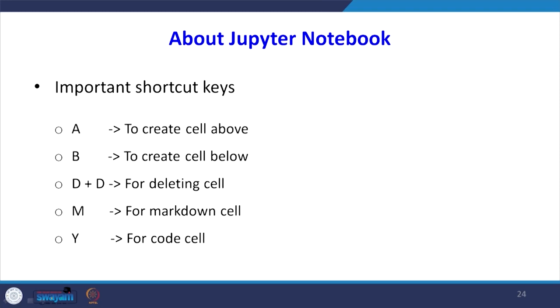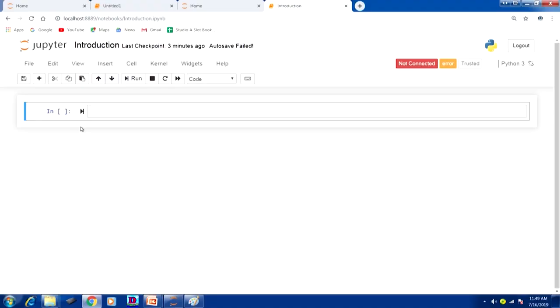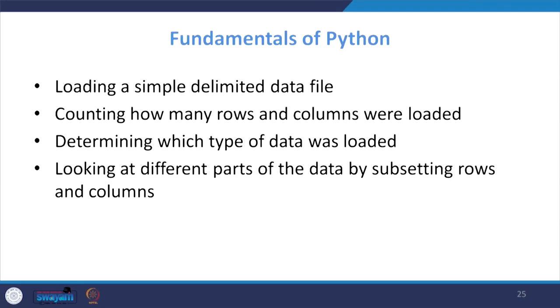Now, some important Jupyter notebook shortcut keys. When you press A, that is used to create a cell above. When you press B, that creates a cell below. When you press DD, that deletes the cell. When you press M, the cell is made a markdown cell. When you press Y, that is for a coding cell. For example, when I enter B, we will go to the next one, fundamentals of Python.